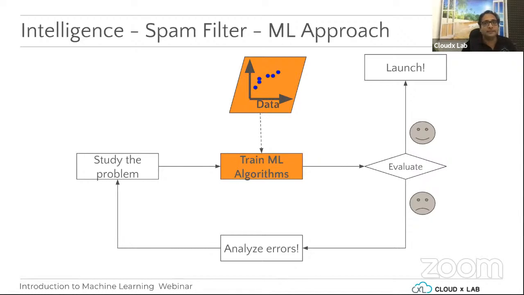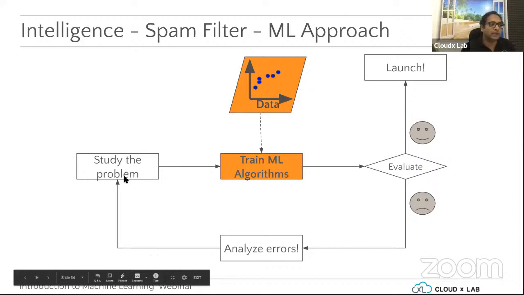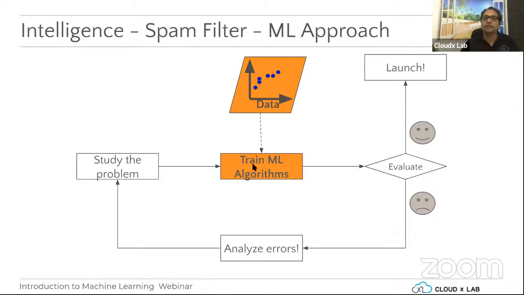Then we evaluate our model on data that is separate from this, because our algorithm has seen this data, and then we see whether it makes sense or not. If it is making sense, we will launch. Otherwise, we go back to analyzing errors and then start feeding the data or retraining our model. Okay, so this is the machine learning approach.